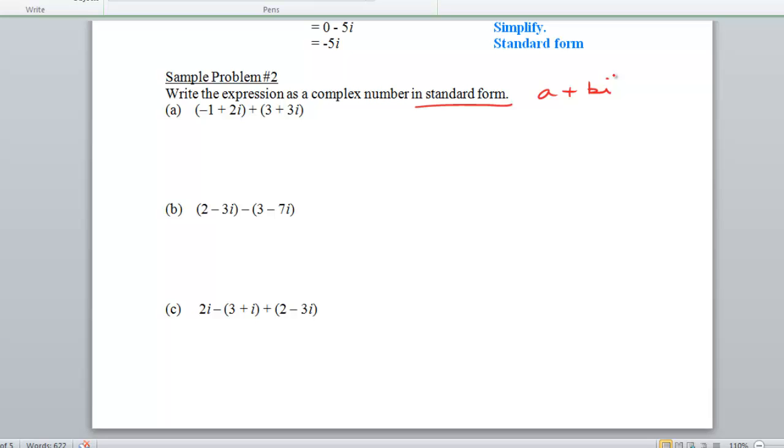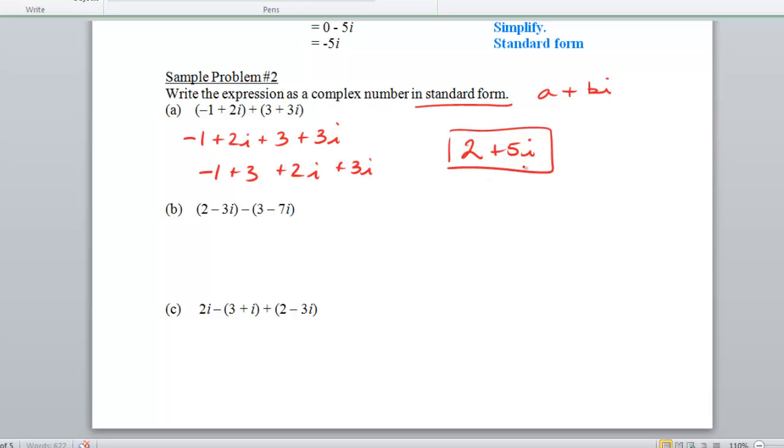Okay, so we can see here we have a plus between the parentheses. So whenever I see plus, I don't even really feel like I need the parentheses. I can just drop the parentheses. Now, you have a choice here. If you want to rewrite in an order that groups them, you're more than welcome to do that. If you feel like you're comfortable doing it in your head, you can do that as well. -1 plus 3 is a 2. 2i plus 3i is a positive 5i. And you can see that that's written in complex standard form.